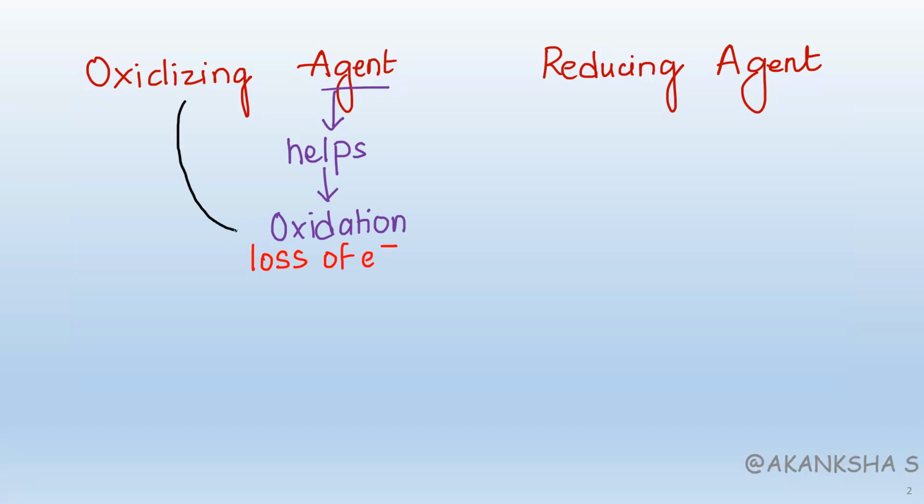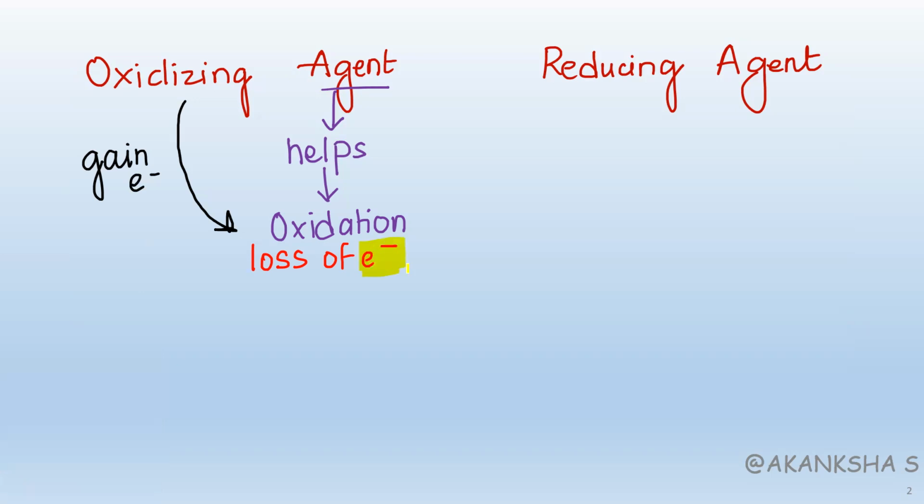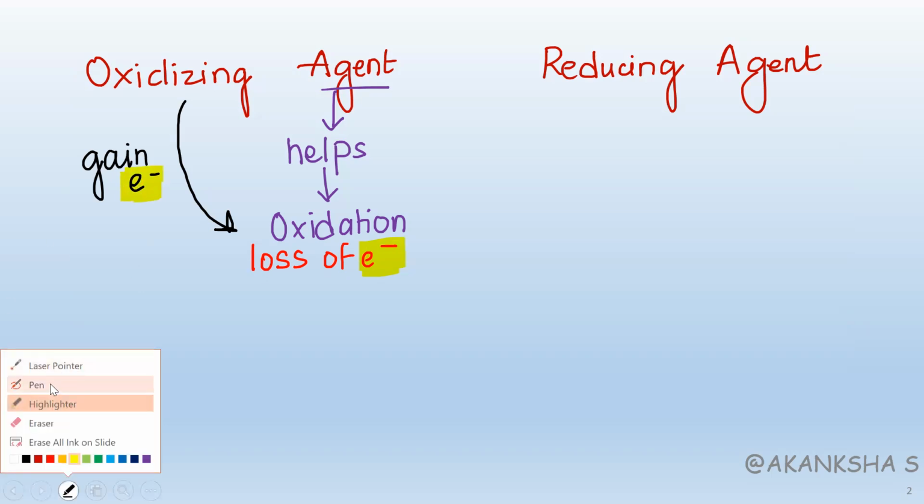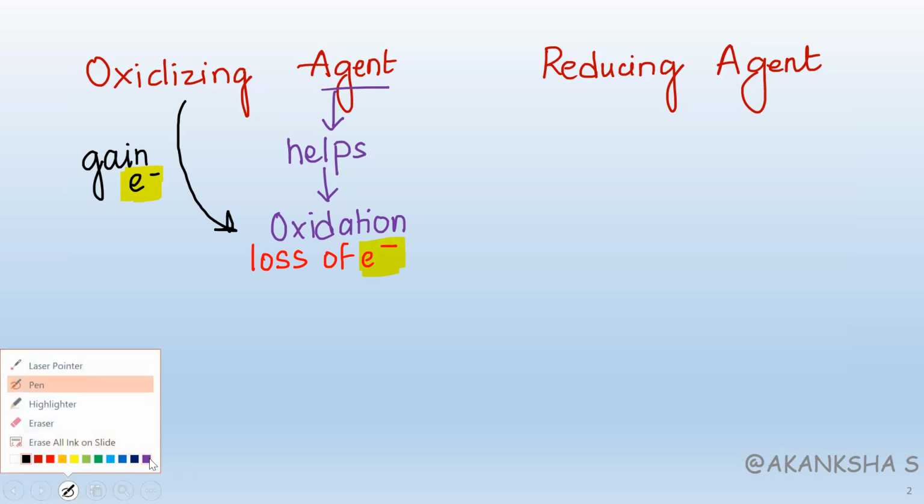Suppose in an oxidation reaction there is loss of electron, the oxidizing agent is going to help this reaction by gaining the lost electron. The electron that is lost over here, somebody needs to pick it up. Who picks it up? The agent, that is the oxidizing agent. So the oxidizing agent is the one who is going to pick up that lost electron. Okay, now coming to the reducing agent.